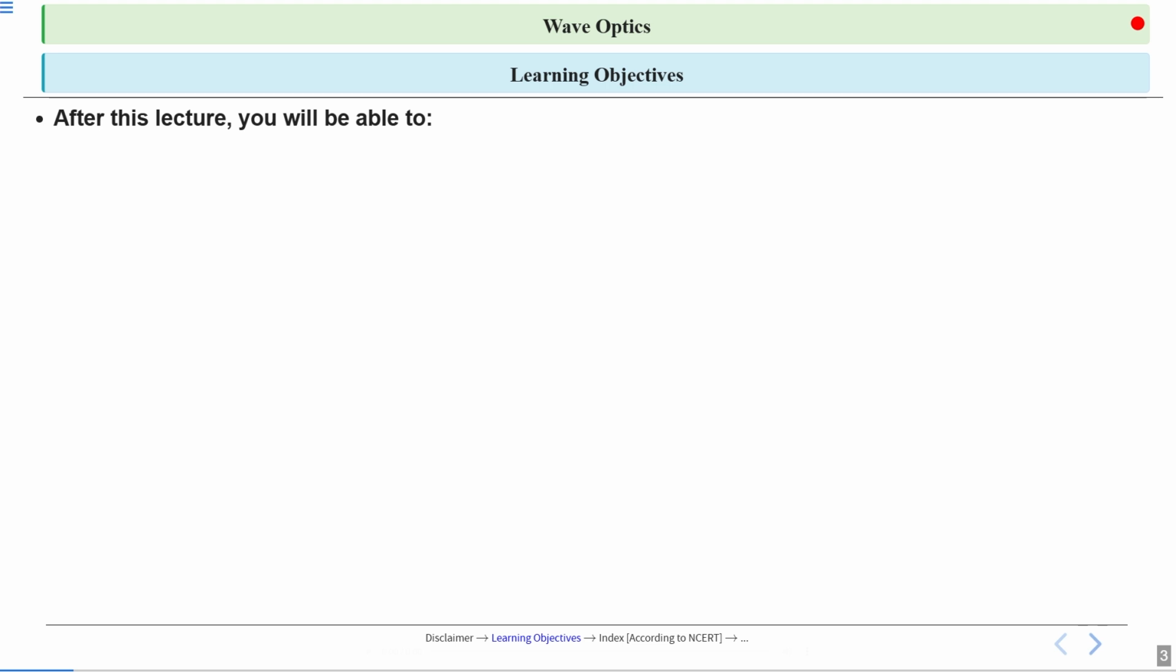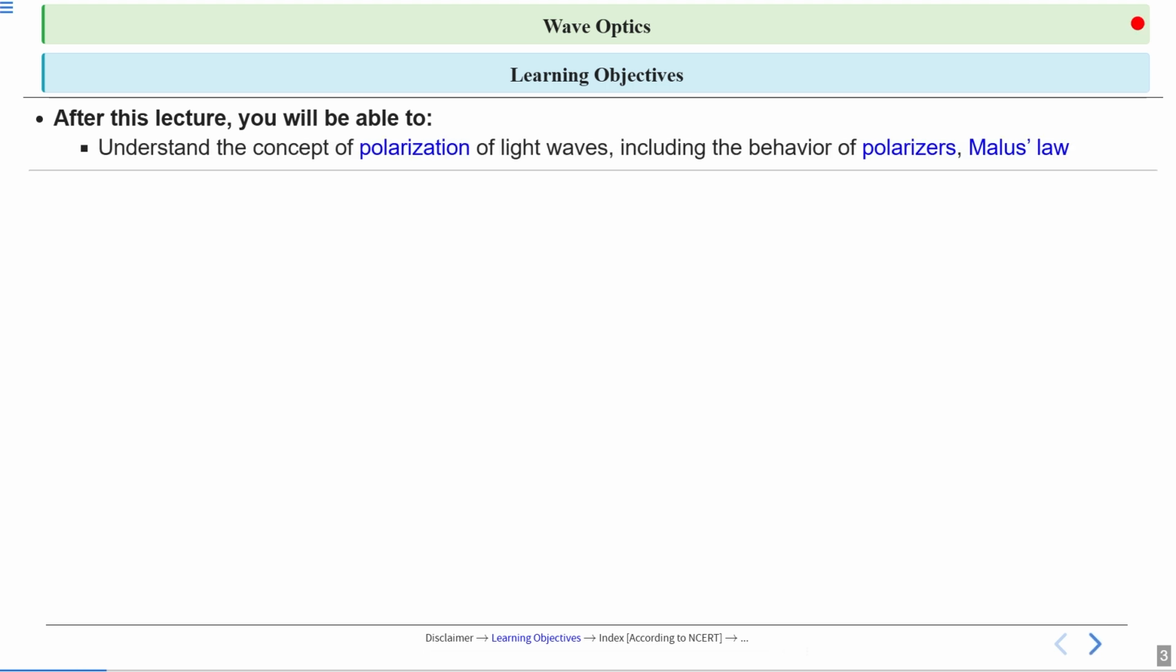Okay, so after this lecture, you will be able to understand the concept of polarization. So, polarization refers to orientation of light waves, and we will explore how polarizers can filter light waves based on their direction. We will also discuss Malus law, which describes how the intensity of polarized light changes as it passes through a polarizer. So these topics you will be able to understand at the end of the lecture.